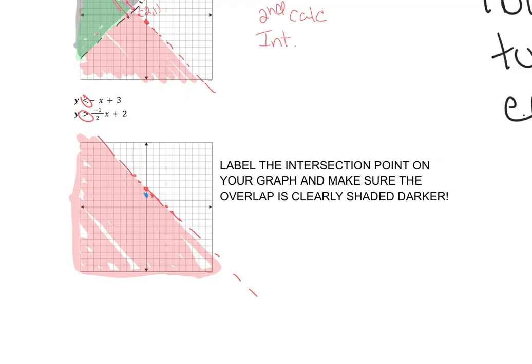-1/2 means down 1, back 2, down 1, back 2, down 1, back 2, or up 1 over 2, up 1 over 2. And again, it's a dashed line, like so. And it is greater than. Greater than means above, so I would be shading everything above that line, up here, like this.